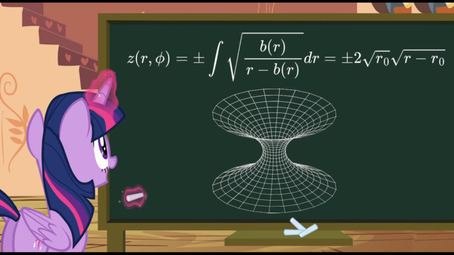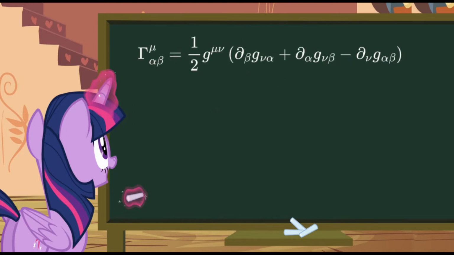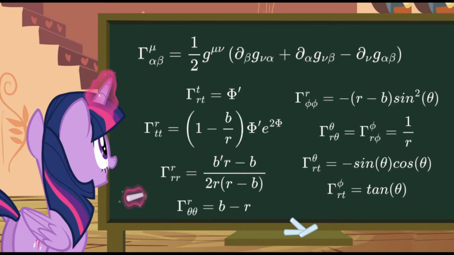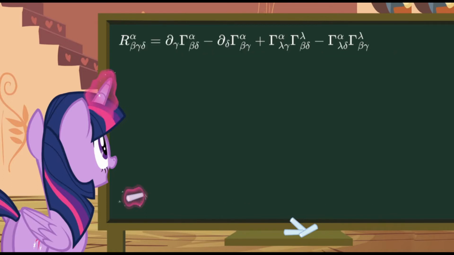Now, I'll proceed to the Einstein field equation to find the stress energy tensor. First, I have to find the Christoffel symbols using this formula. Here they are. I won't go through the process of solving each one because it would be very tedious and time-consuming, just trust me. The same can be done to the Riemann curvature tensor using this formula.